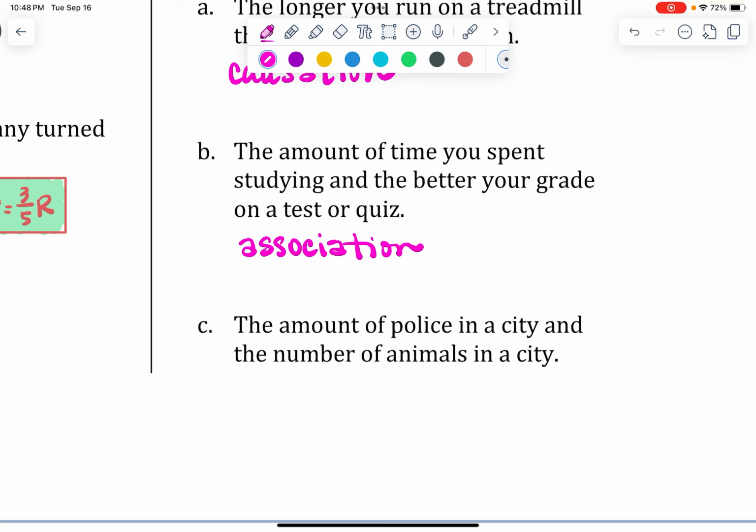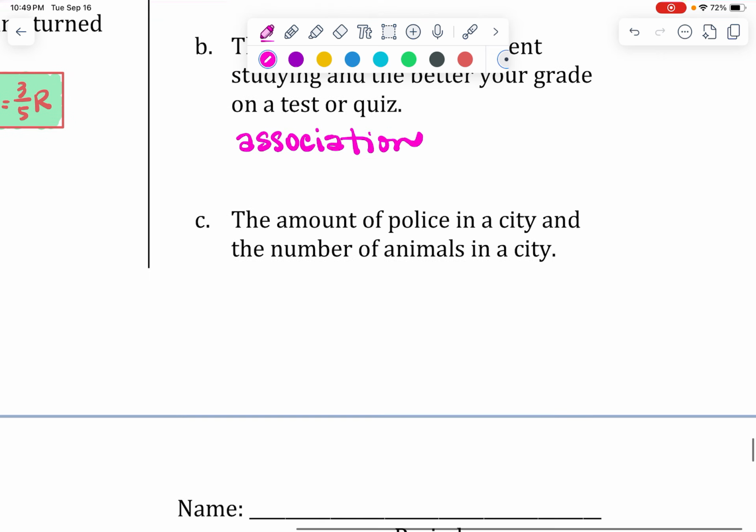There is a relationship, right? Typically, right? If you were to collect data from hundreds of thousands of students, on average, you would see better test grades for more studying, but that's not always the case, right? That's not a perfect cause and effect relationship. So that's why we call it an association.